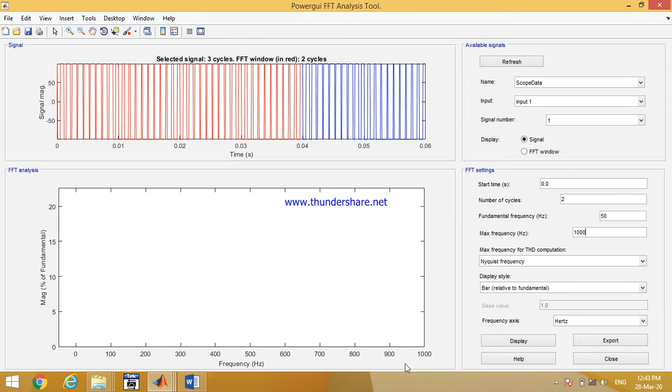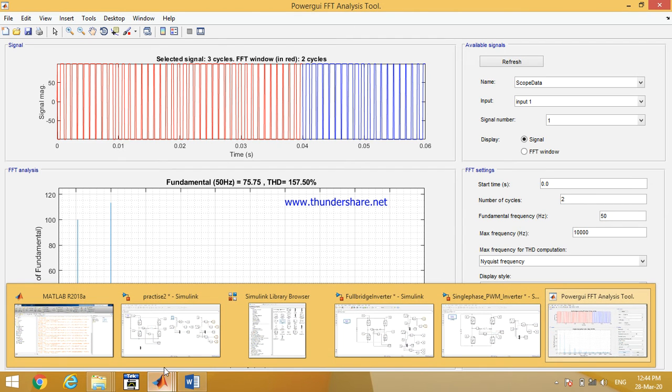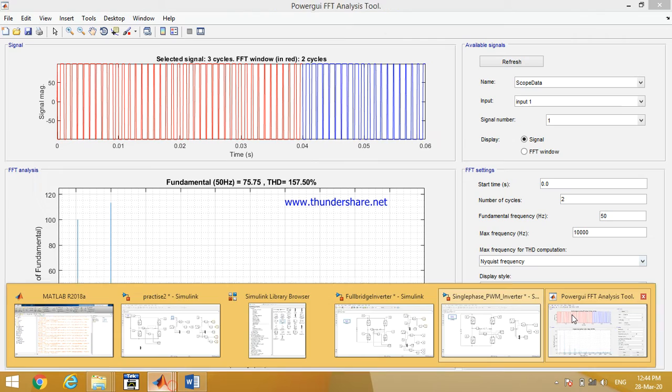So from 0 to 1000 Hertz we can see, for example, we have made it 10,000. That means we are seeing up to the 10,000 Hertz frequency components in our output voltage waveform from the display. So this is the spectrum of our harmonics. See friends, this is just the analysis that we are doing. We can change this harmonic spectrum.